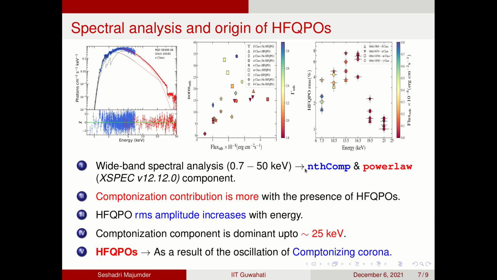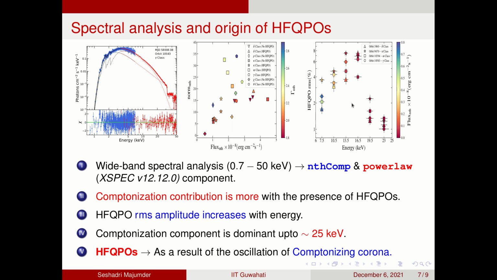So this nthcomp component takes care of the emission that is responsible for the comptonization component. That is, the soft photons from the disk will get inverse comptonized by the high energy electrons present in the coronal structure, and that will produce the high energy tail of the spectrum. Also, we see that the comptonization component dominates up to the 25 keV energy band only, after which the power law mainly dominates the spectrum. And from timing analysis also we see that the RMS is increasing in the 6 to 25 keV energy band, and the associated flux of the nthcomp also increases and becomes prominent in this energy band only, beyond which the flux is almost negligible.